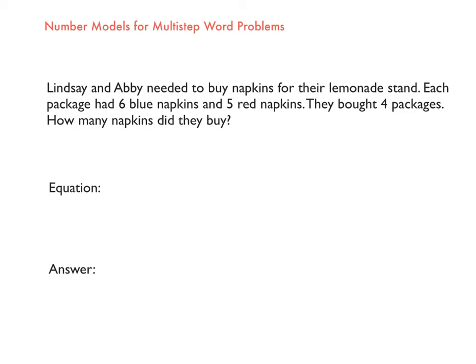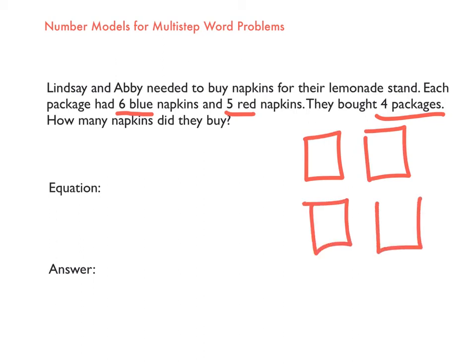Okay, so we know that there are 6 blue in each package and 5 red, and they bought 4 packages total. So one strategy you might use is to draw a picture to help you really understand what's going on. So I know that there are 4 packages of napkins, and I know that in each of these there are 5 that are red, and then there are 6 that are blue.